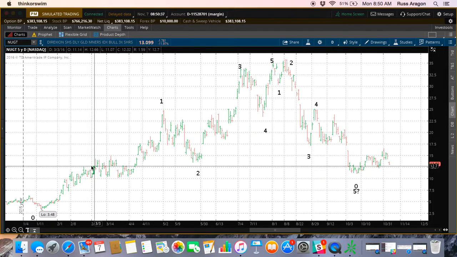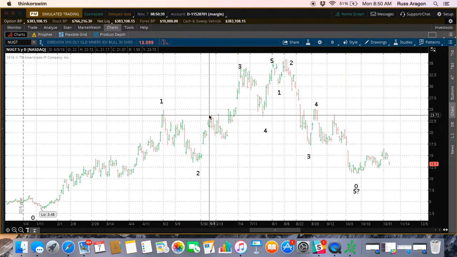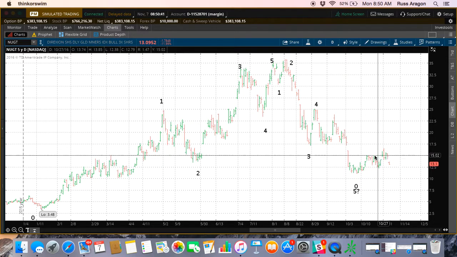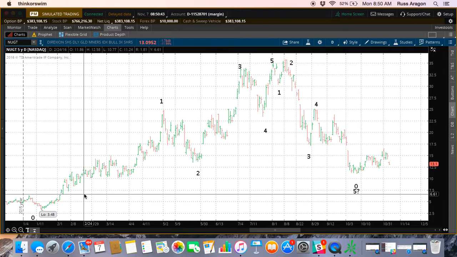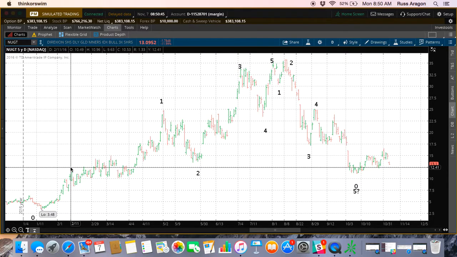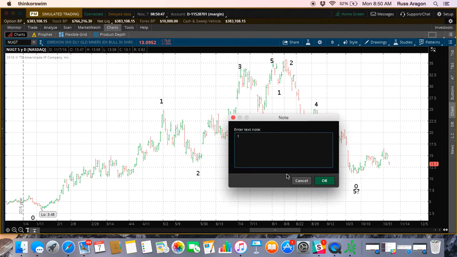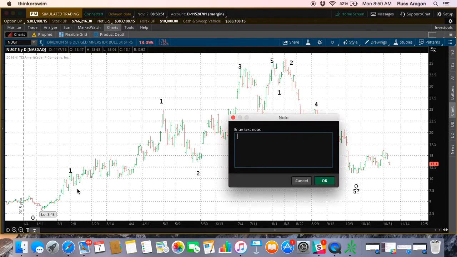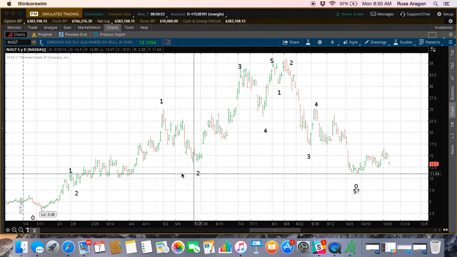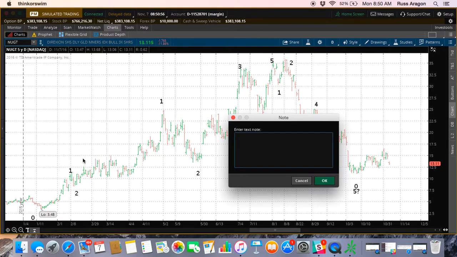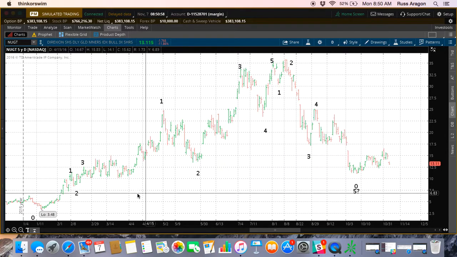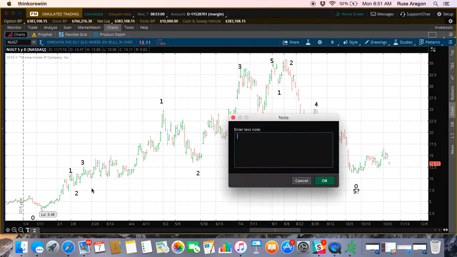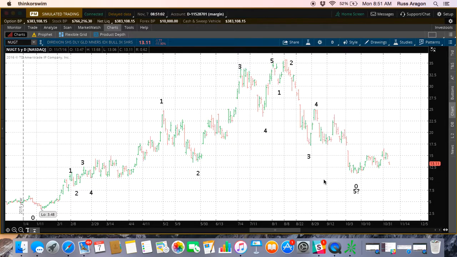Now we made this little move here before we started getting into our major swings. See this little move here? I'm going to call this a mini now. 1, 2, 3, 4, and 5.